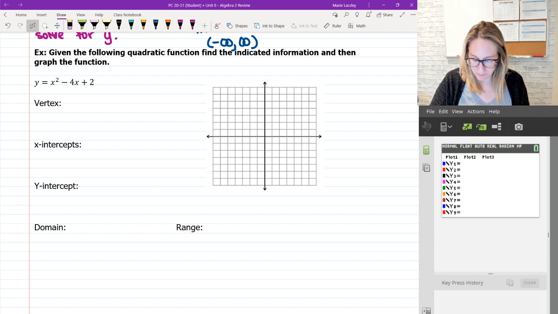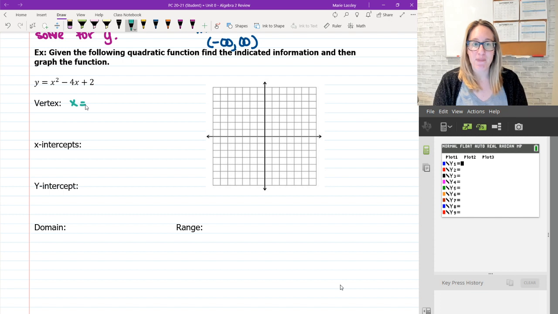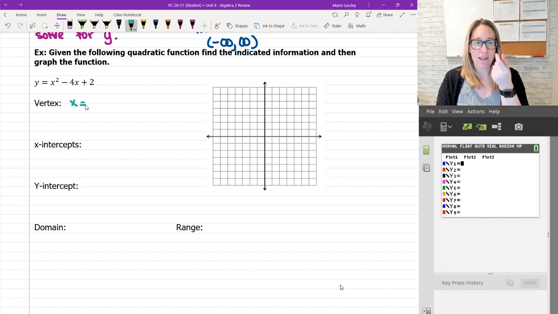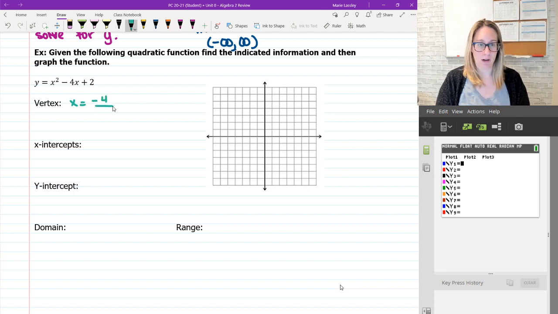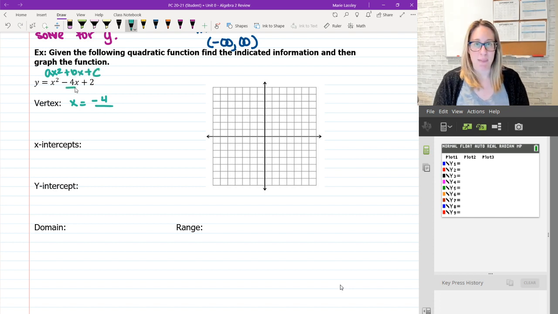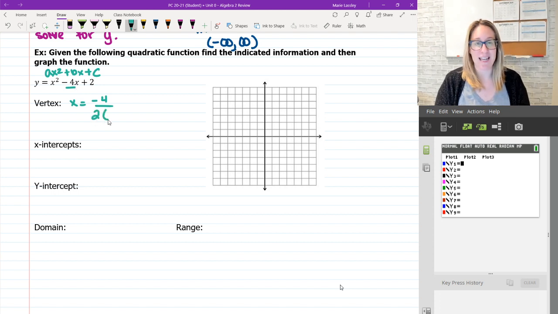So here we go. Starting with our vertex, remember to get our x value, it's x equals negative b over 2a. And that b value, that's the coefficient in front of that middle term, right? So it's going to be a -4. So negative b, for us, that's -4, right? This is ax squared plus bx plus c. So that b right there, -4, divided by 2 times the a value.